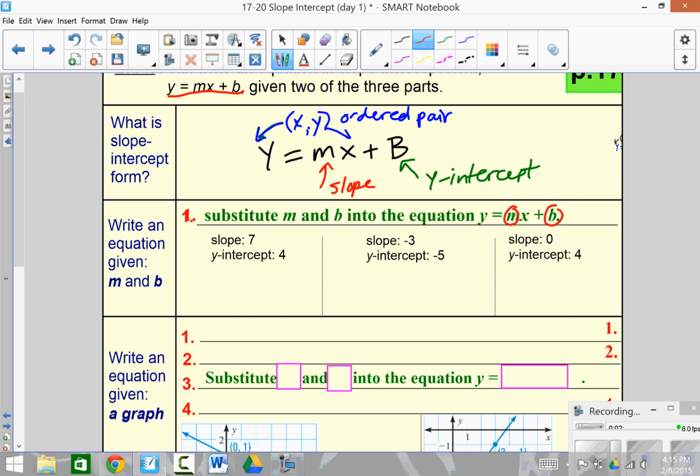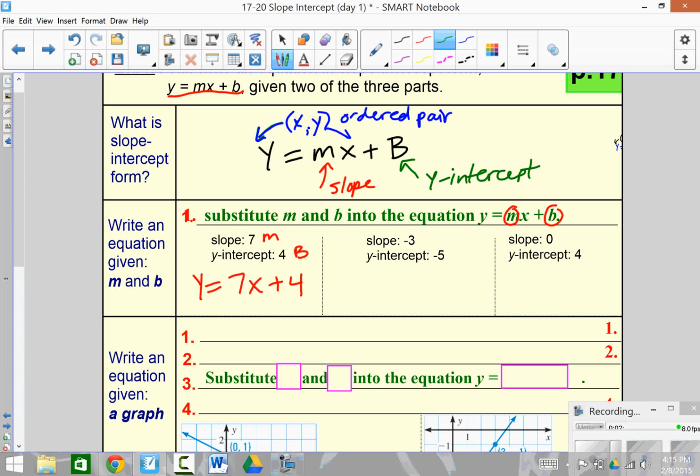So if I told you the slope was 7 and the y-intercept is 4, I know the 7 is the m because that's the slope, and the y-intercept, which is 4, is the b. I'm going to go ahead and do y equals 7x plus 4. There's my equation. It has a slope of 7 and a y-intercept of 4.